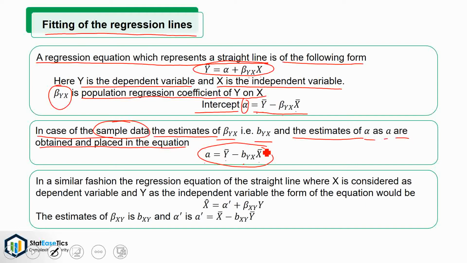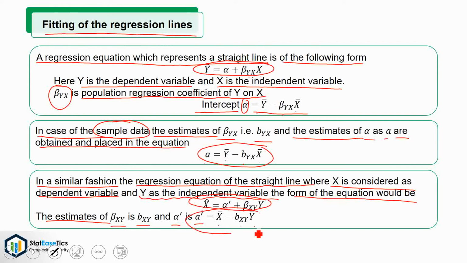In a similar fashion, the regression equation of the straight line, where x is considered as dependent variable and y as the independent variable, the form of the equation would be x caret is equal to alpha dash plus beta xy into y. The estimate of beta xy is bxy and alpha dash is a dash is equal to x bar minus bxy into y bar. It can also be derived in a similar fashion.